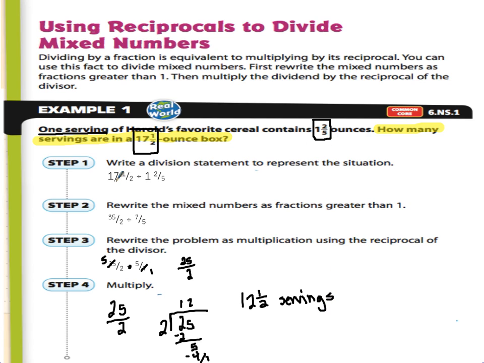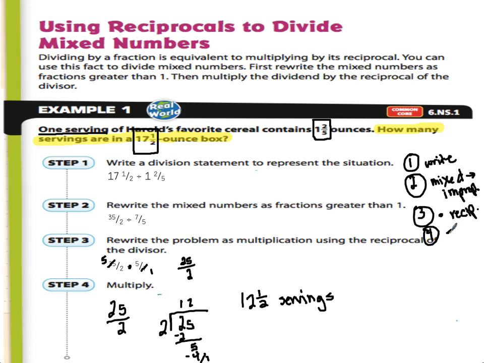Again, make it into a mixed number. So your steps: write the statement, so write the division problem. Turn the mixed numbers into improper fractions. Multiply by the reciprocal. And then solve. Okay, so write the problem so you make sure you flip the right number. Turn all mixed numbers into improper fractions. Change it to multiplication of the reciprocal, and then solve.